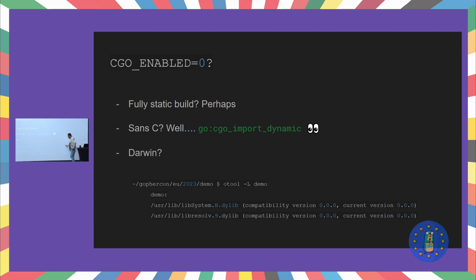See, on Darwin, whatever you do, you're still going to have dynamically linked libraries going on there. The otool is equivalent to ldd on Linux, and no matter how you play with the parameters of the Go compiler, you're still going to have these results saying that you have libc and the dynamically loaded libraries going through there.